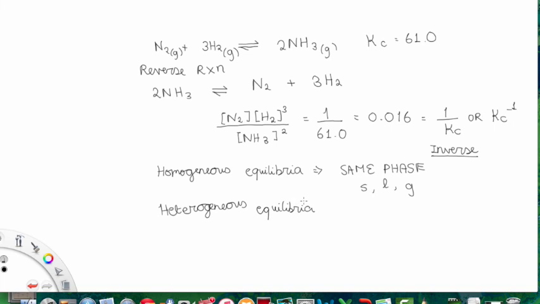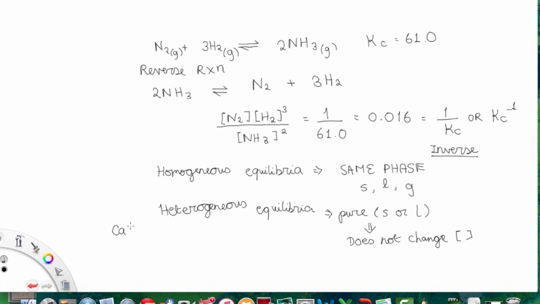Molar concentrations of a pure substance, by which I mean a solid or a liquid, do not change in a reaction. Let me reiterate that. For pure substances such as solids and liquids, the molar concentration does not change in a heterogeneous equilibria. What that means is the solids and liquids are not included in the equilibrium constant. Let's do an example of that.